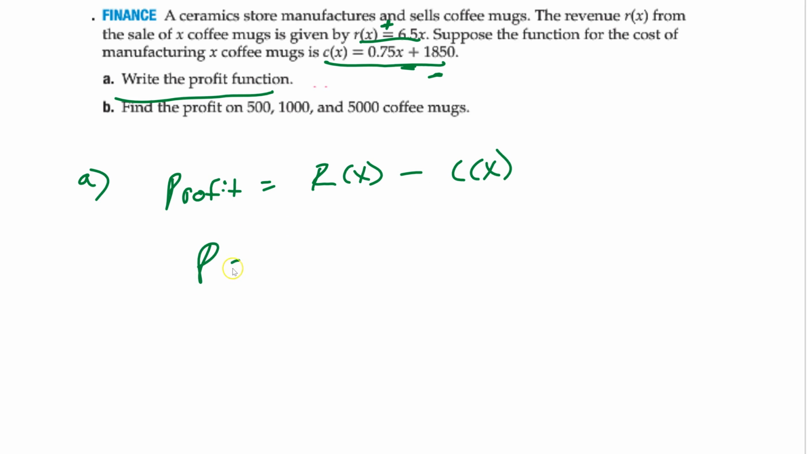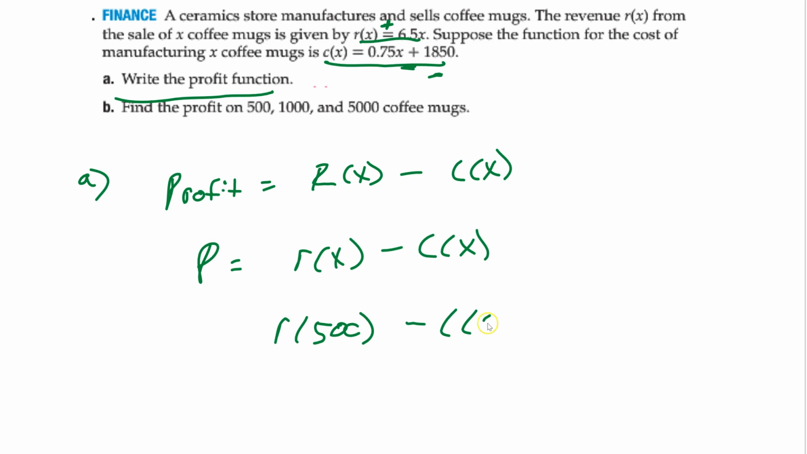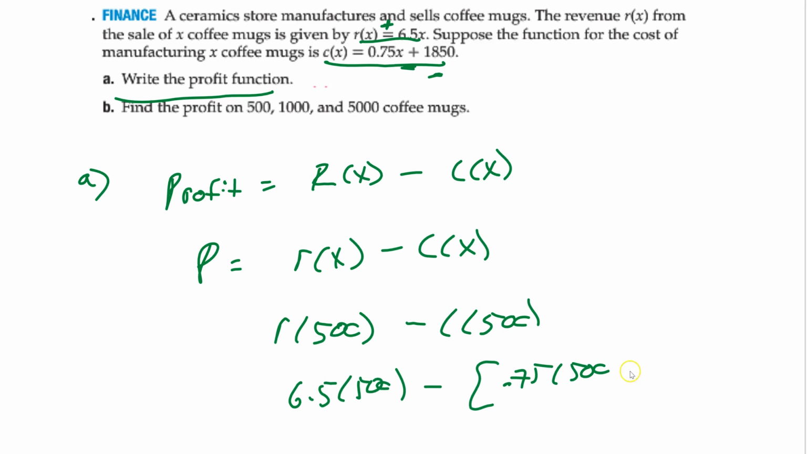So in this case, my profit function is R(x) minus C(x). And then they want you to find a profit at 500. We're just going to plug it in. So it'll be R(500) minus C(500). A lot of that's just putting in your calculator because it's going to be 6.5 times 500 minus parentheses 0.75 times 500 plus 1850. Put that in your calculator, get an answer, and you get the profit.